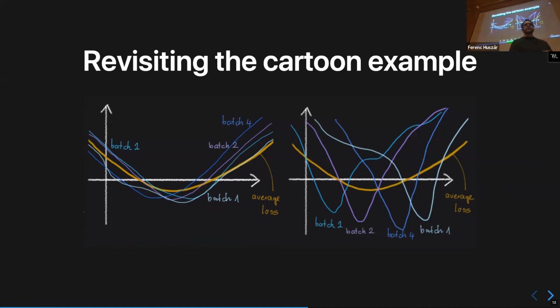The left one, because more of the batches agree on the minimum. And why do you think that's important for generalization? Yeah, so if the batches, which are all smaller data sets, all think the minimum is at the same location, then there is agreement on the location of the minimum.